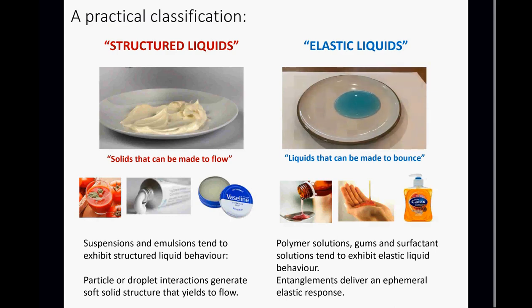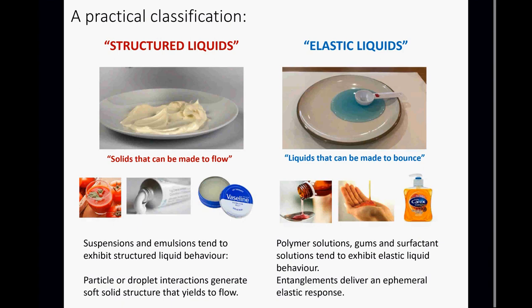If we compare those to polymer solutions and surfactant solutions, a simple description of these, we can call them elastic liquids. It's not a perfect description, but it's a useful practical categorization. And elastic liquids can be thought of as liquids that can be made to bounce. Really. So what this does is it gives us a simple framework that can guide us with our choice of rheological metrics that are likely to be most relevant for any product that sits into those groups.